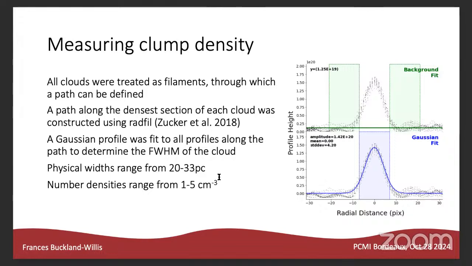And we get physical widths ranging from 20 to 33 parsecs. Our beam here is 30 arcseconds. At the distance of the SMC, that's 9 parsecs. So this is a few beams, and this gives us number densities ranging from 1 to 5 per centimeter cubed, which is at the lower end of what we would expect for CNM. So we think that we're not fully resolving the CNM here spatially, and so these number densities are definitely lower limits.